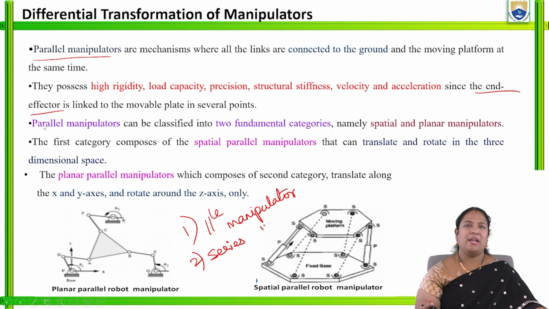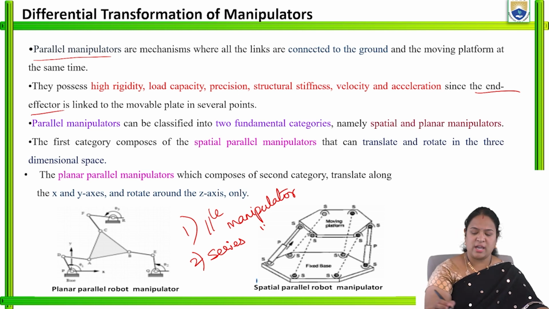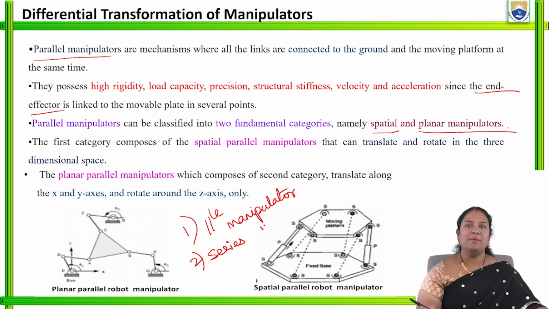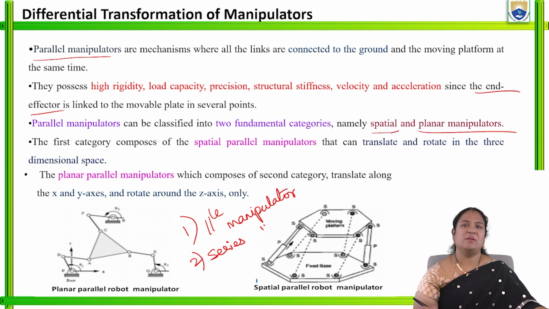That is, in a parallel manipulator system, the base joint will be rigid, which has load capacity, precision and structural stiffness, where the end effector is linked to the mobile plate in several different points. So this parallel manipulator again is divided into two categories. One is the spatial and the other is the planar manipulator, right? Again, this parallel manipulator is classified into two fundamental categories. One is the spatial parallel robot manipulator, and the other is the planar parallel robot manipulator.